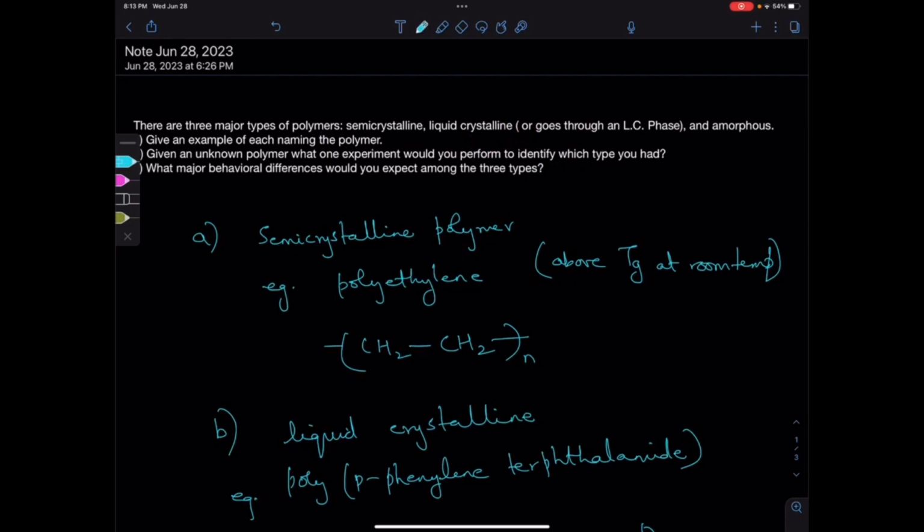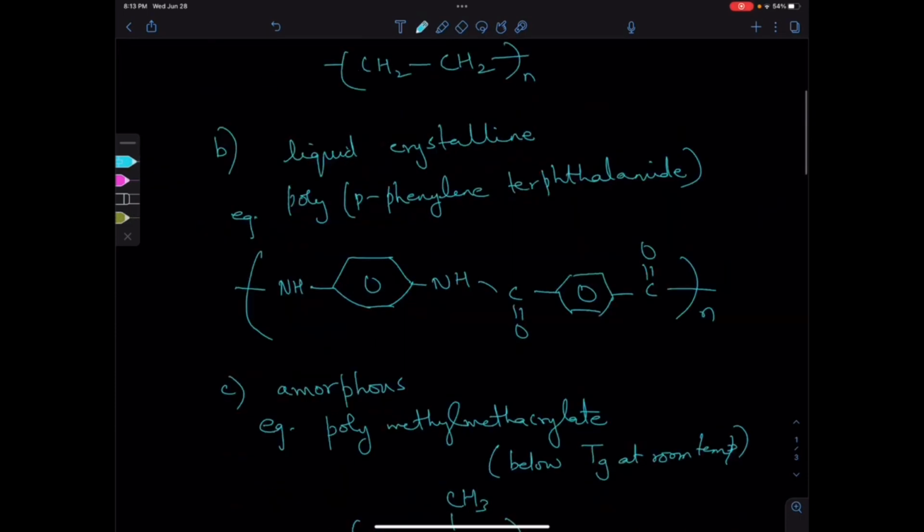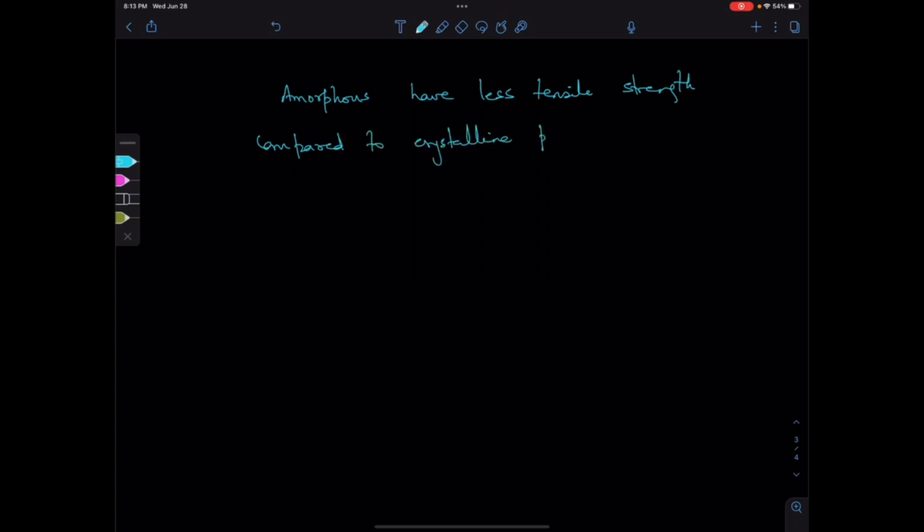What major behavioral differences would you expect among the three types? Regarding mechanical properties, amorphous polymers have less tensile strength compared to crystalline polymers. Crystalline polymers tend to have higher tensile strength. Liquid crystalline polymers have very high tensile strength, especially rod-like shaped polymers, which is why they are used in making high tensile strength fibers.